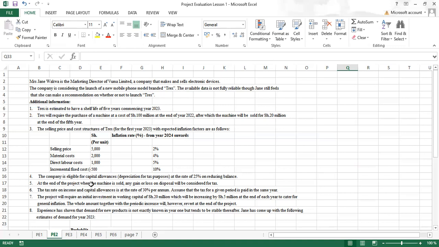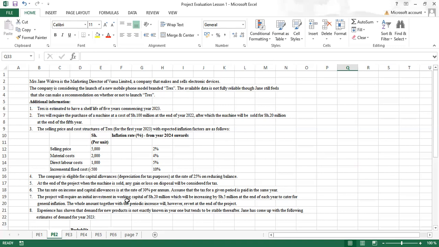Additional information number 4: the company is eligible for capital allowances, depreciation for tax purposes, at a rate of 25% on reducing balance. At the end of the project, the machine will be sold. Any gain or loss on disposal will be considered for tax. That is capital gain tax. The tax rate on income and capital allowance is 30%. Assume that tax for the given period is paid the same year.